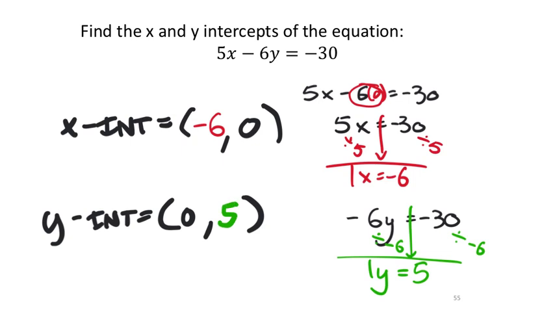I have the ordered pair 0, 5, which again you could put on a graph. And then even just connecting those 2 points and extending the line would be the graph for that.